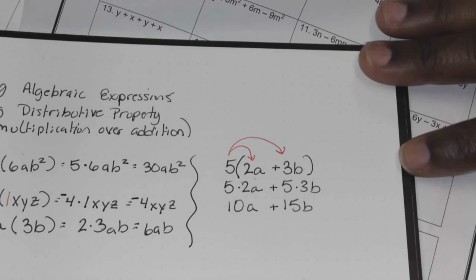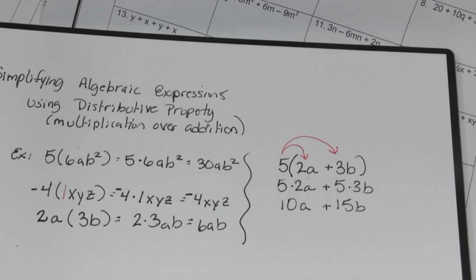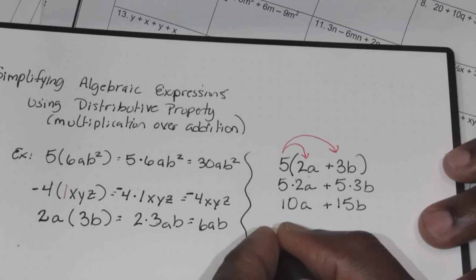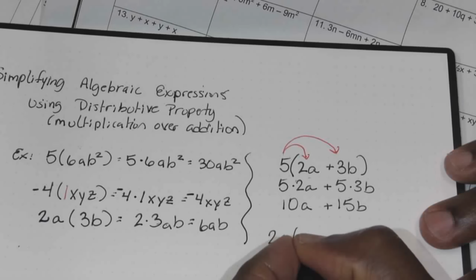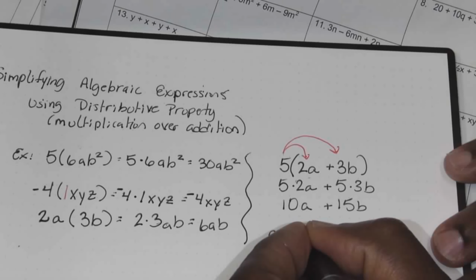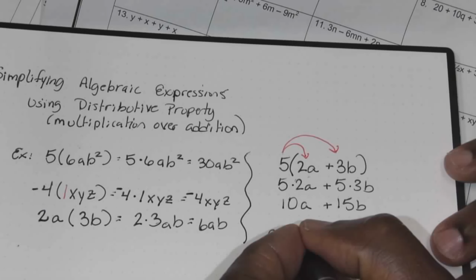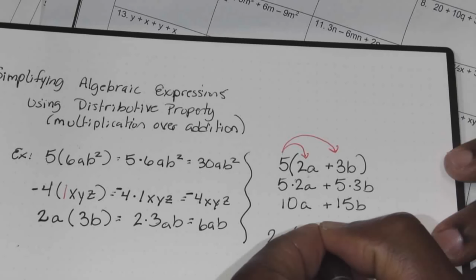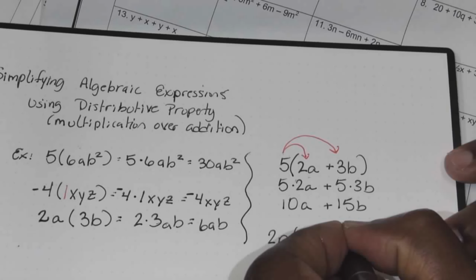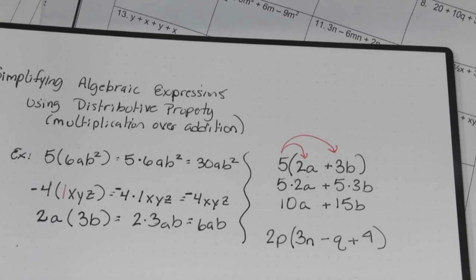Let's do it again. All right, no room over there. All right, let's do it again. I got me one. Let's do, okay. 2p times parentheses, 3n minus q plus 4. Tried to mess you up. Didn't even teach you that.